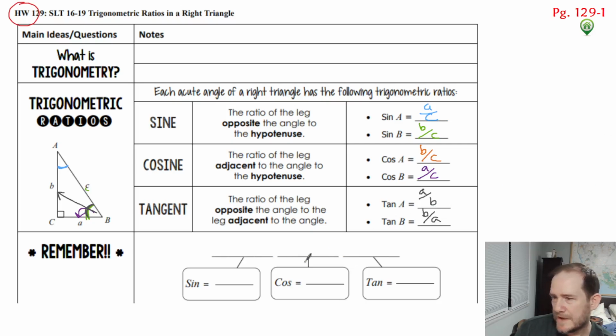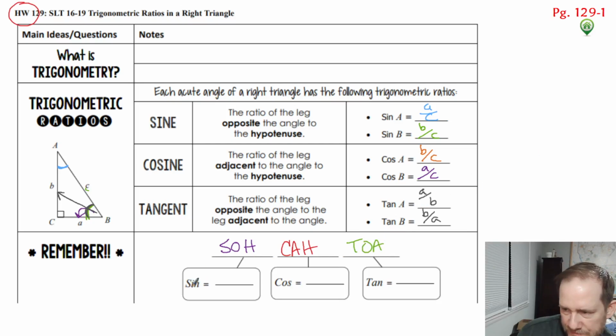That's all for that. Then down here they want you just to fill in SOHCAHTOA one more time, just to remember what all this stands for. So it's SOHCAHTOA. And again, it's meant to help you remember which sides to use.